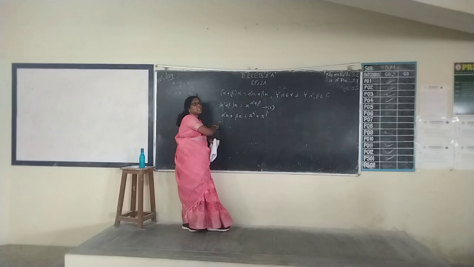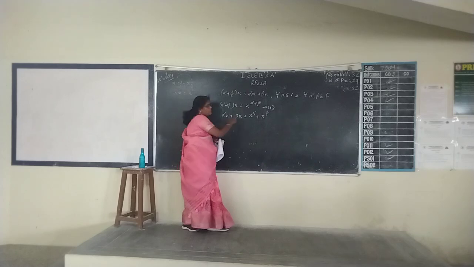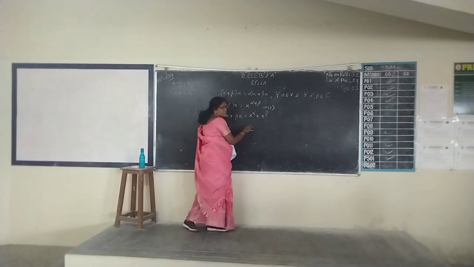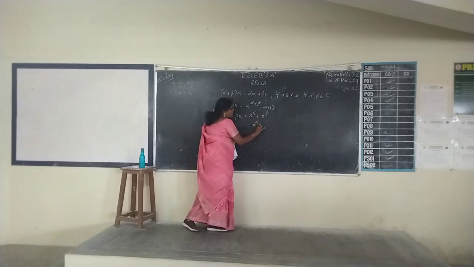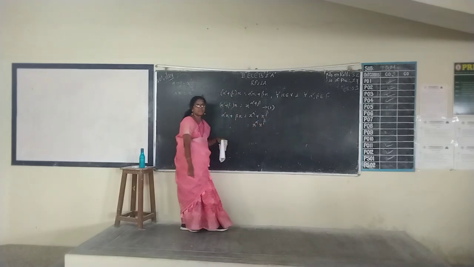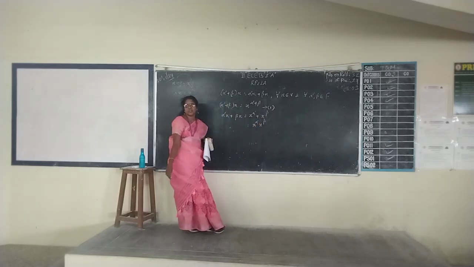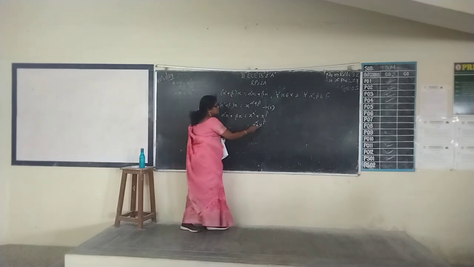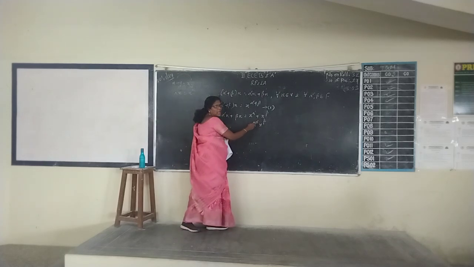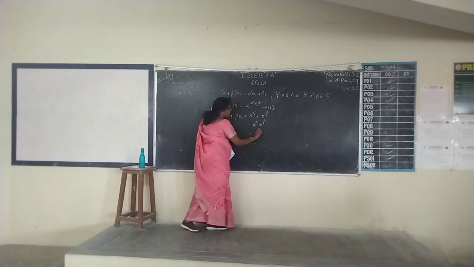You can apply binary addition here. What is the binary addition? x plus y is equal to x. If you apply the definition here, what will you get? x power alpha into x power beta. By binary addition, this can be written as x power alpha into x power beta. Since the base is the same, what can we do? Add the powers. This is equal to x power alpha plus beta.